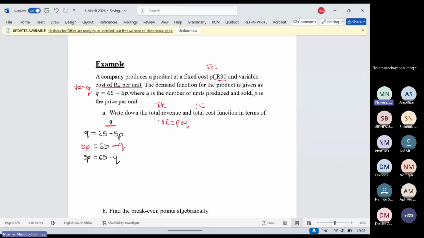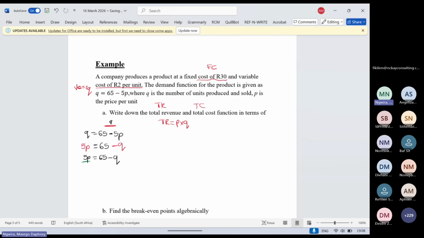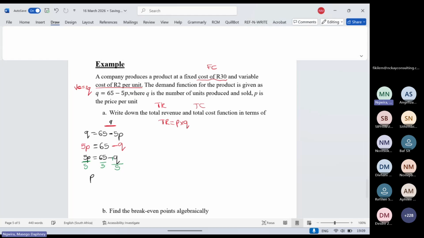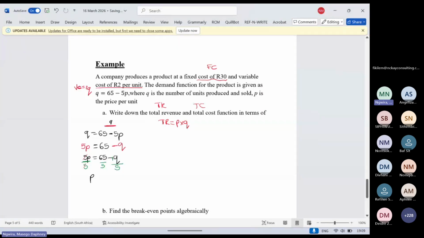Now I'm going to remove the 5. I want it to be P is equal to, not Q is equal to. So I'm going to divide now. You can't just swap P and Q. So this will be divide by 5, divide by 5, divide this one by 5. Remember, there's a 1 here, so this is like 1 over 5. So this will be P, because these two are going to cancel. So P is equal to 65 divided by 5.